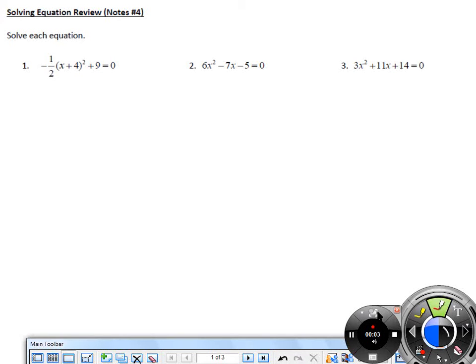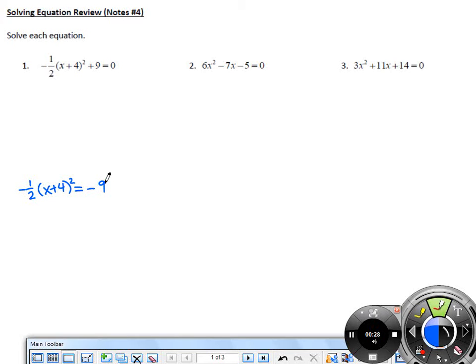So x is what we're solving for. That's what these problems are going to look like when you set y equal to 0. Notice where x is. x is part of that quantity that's being squared. You need to get that part alone. So the first thing you're going to do is subtract 9 to the other side. So you're going to have negative 1/2 times x plus 4 squared equals negative 9.